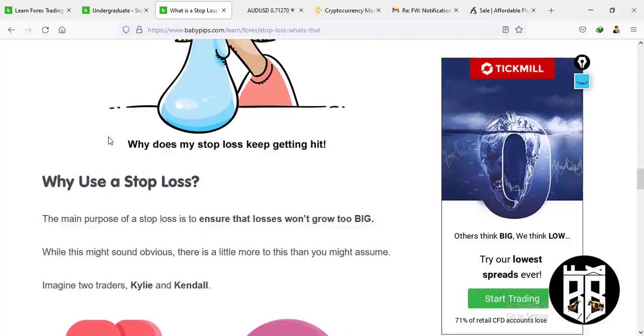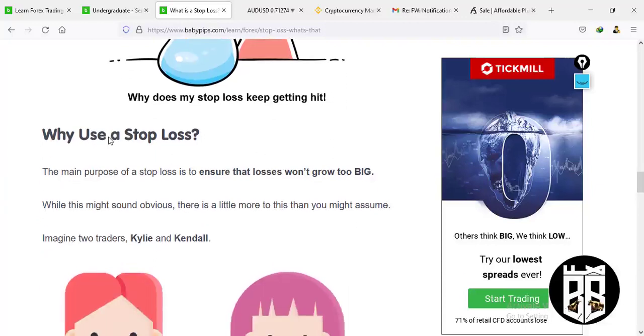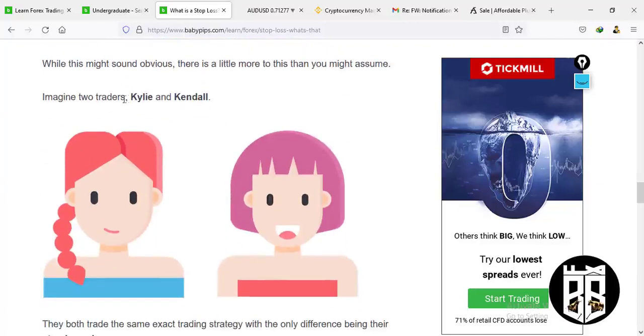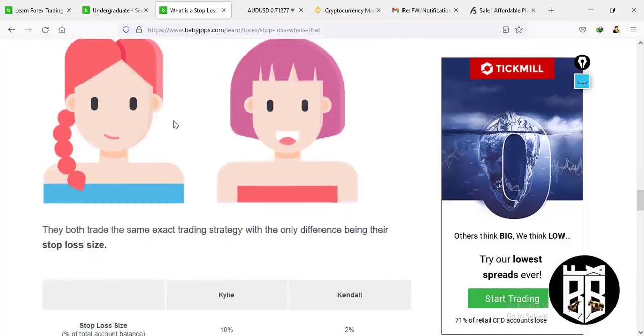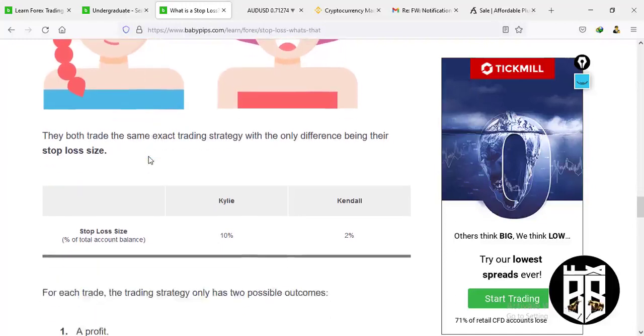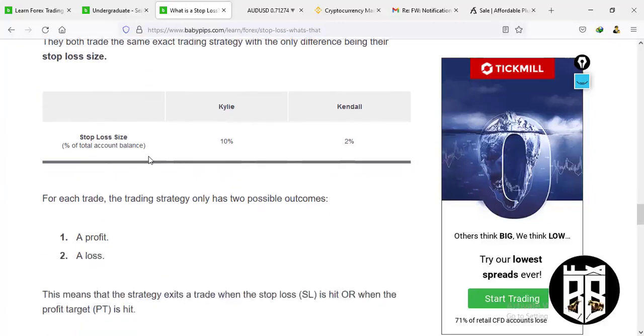So why is it good for you to use a stop loss? The main purpose of a stop loss is to ensure that losses won't grow too big. Let's take two persons as an example, Kylie and Kendall. Both Kylie and Kendall trade exactly the same way. The only difference is their stop loss sizes. Kylie trades a stop loss size of 10% of her total account, while Kendall trades a stop loss size of 2% of her total account.